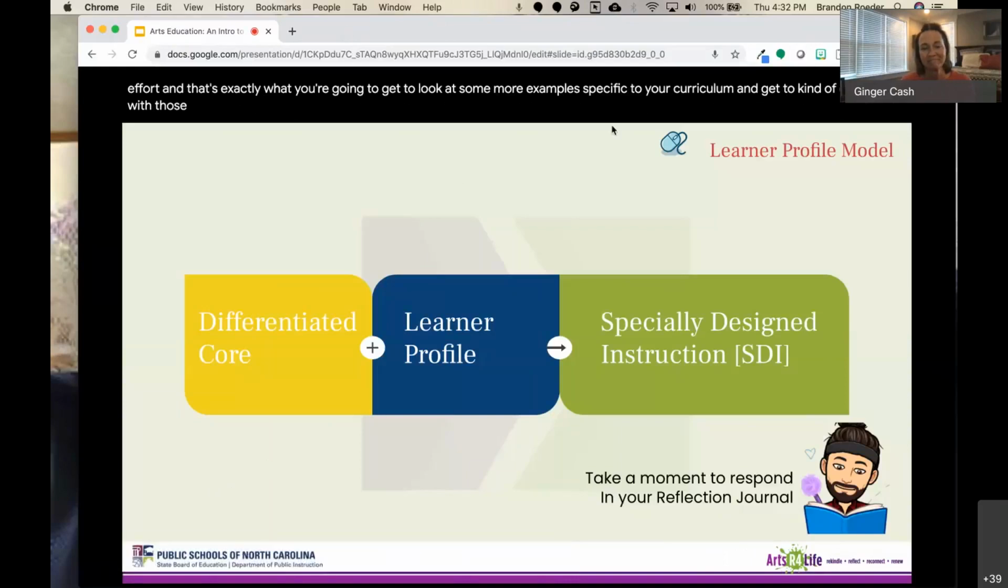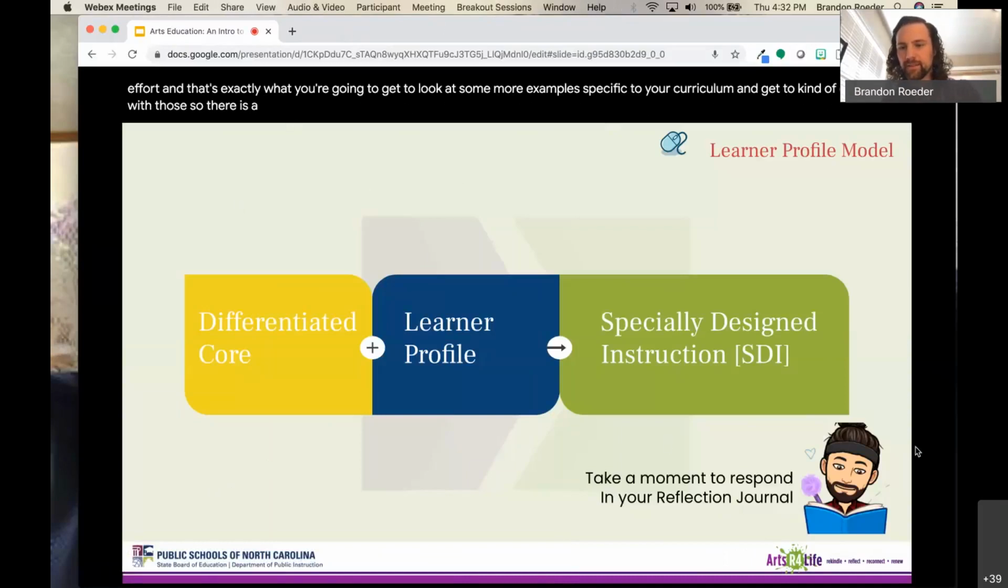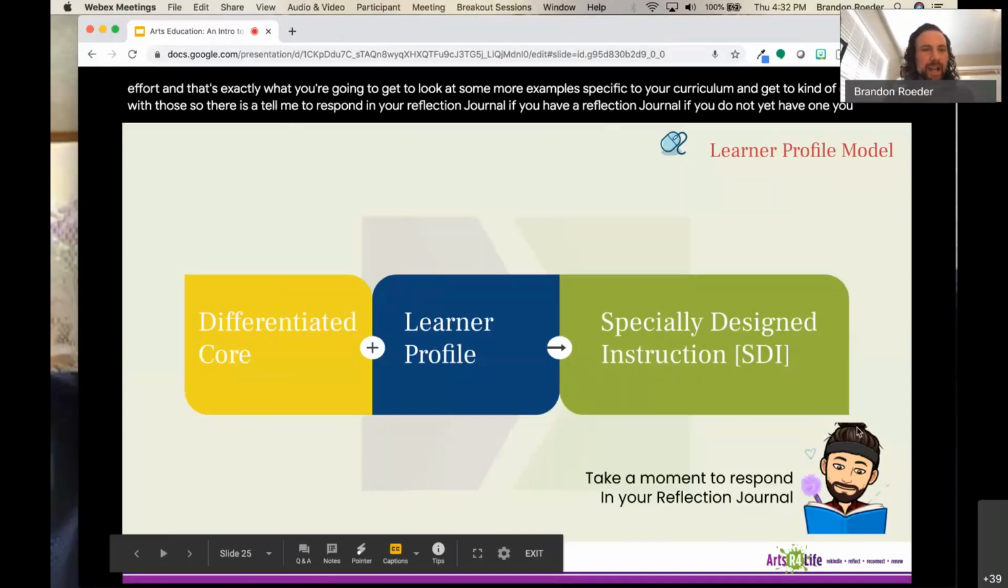Fantastic. Take a moment to respond in your reflection journal if you have a reflection journal. If you do not yet have one, you can scroll back up and find that.